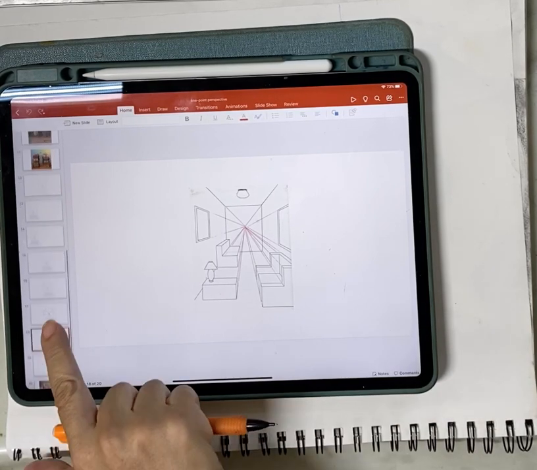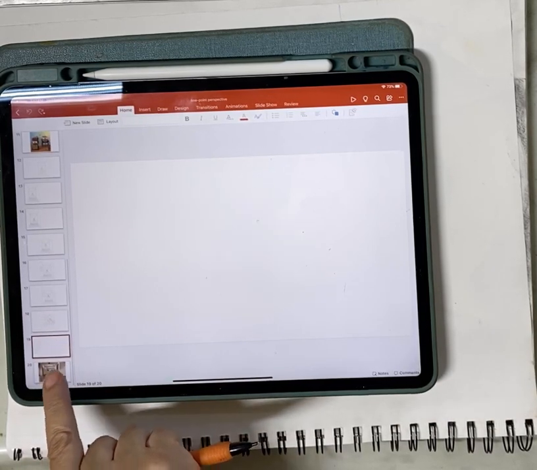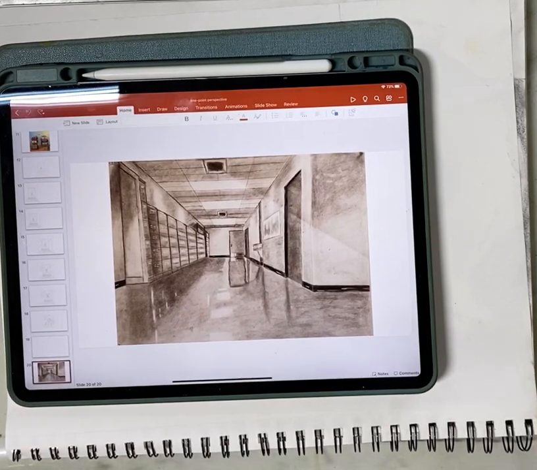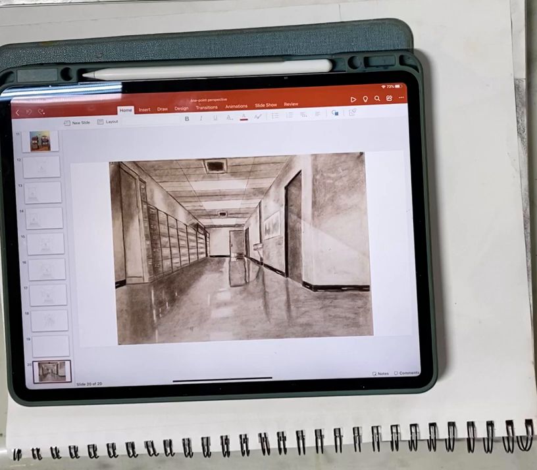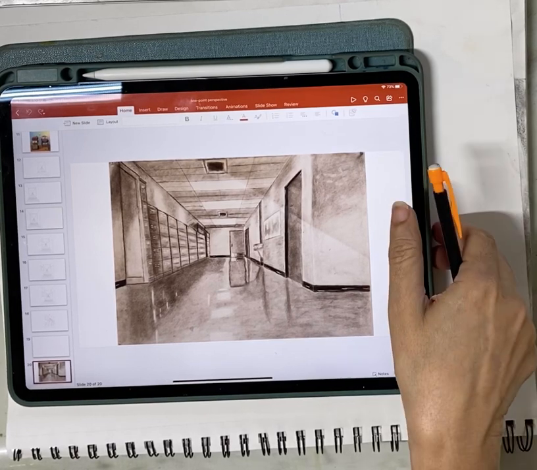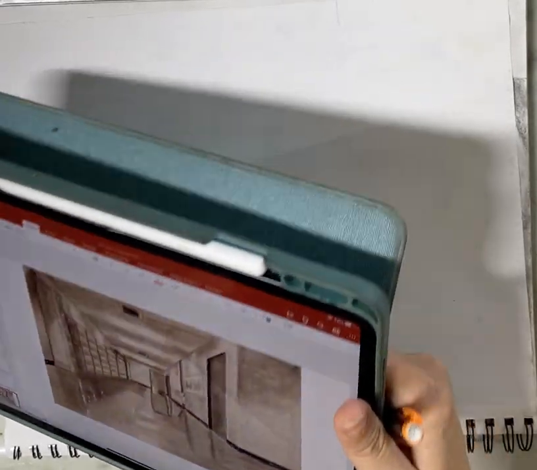furniture or cabinets or whatever that we see in our hallway or 1-point perspective. In the end, we're going to start with the shading. But I'm going to start with the 1-point perspective that I can see mostly here.